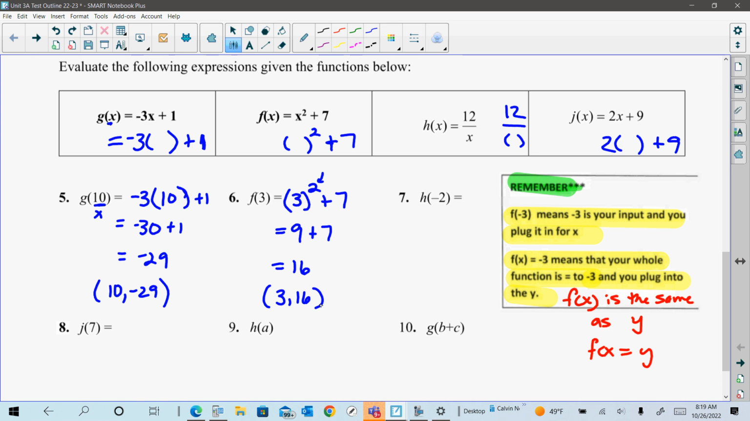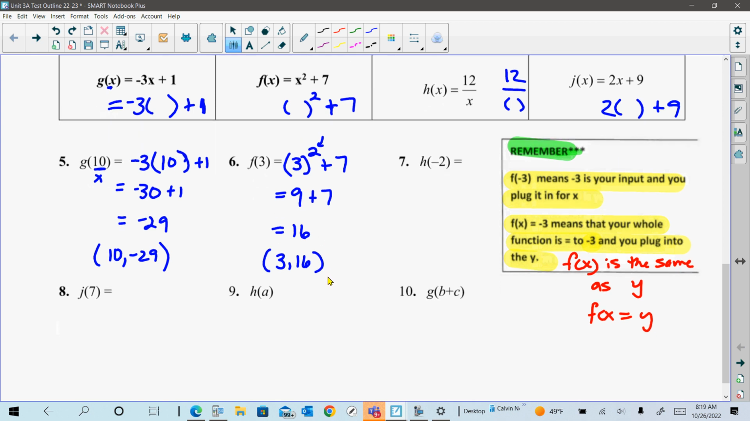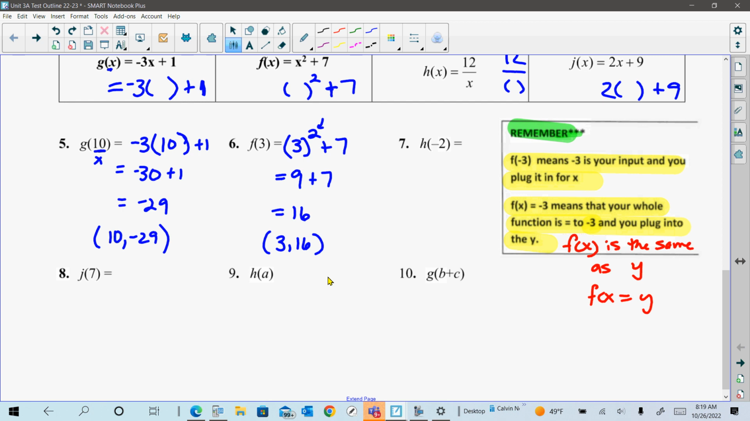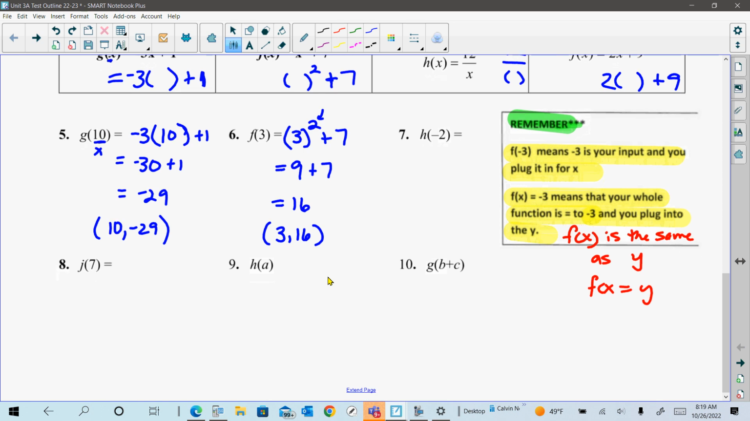Now, that doesn't change if your input, the value inside the parentheses, is a variable. So I'm going to jump to number 9, h of a. This a is your x. The function h of x had the expression 12 over x. So we're just going to substitute the a for x. So this is just going to be 12 over a. And that's your final answer.